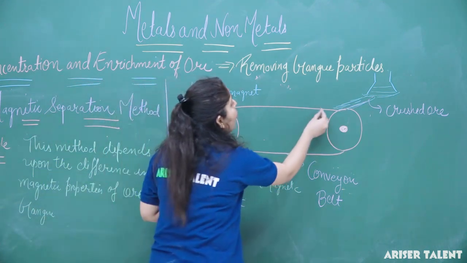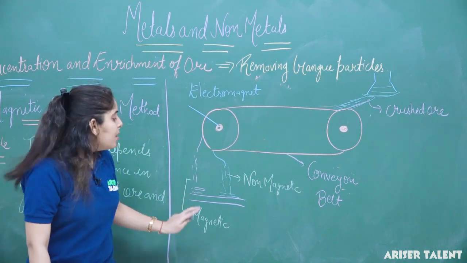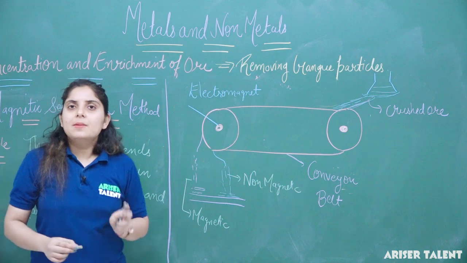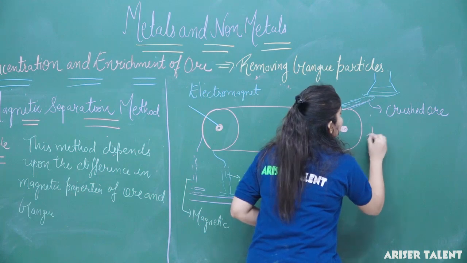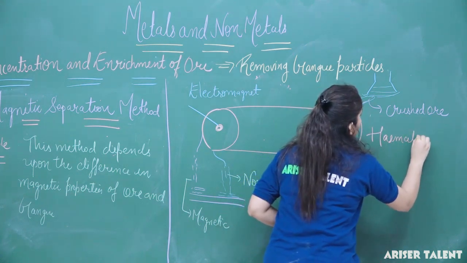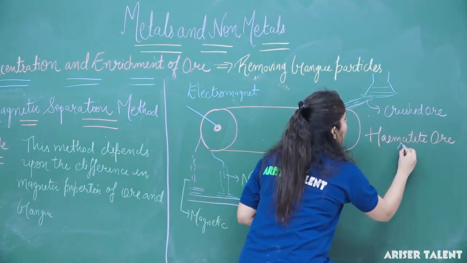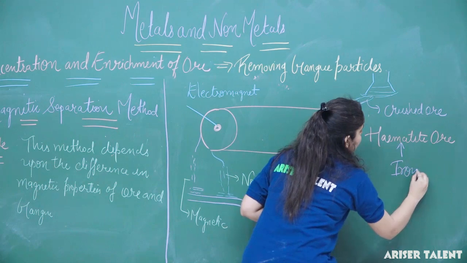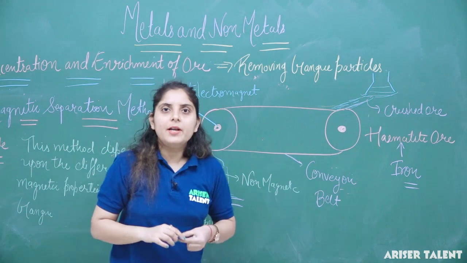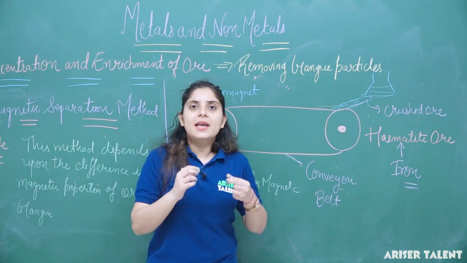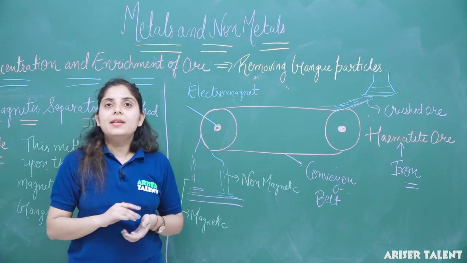As the crushed ore rotates on this electromagnetic system with the help of the conveyor belt, we get the magnetic and non-magnetic substances separately. This method is basically used for the concentration of hematite ore, and hematite is the ore of iron. As the Froth flotation method is used for the concentration of sulfide ores, we have materials like copper, zinc and lead, which are concentrated with the help of that method.